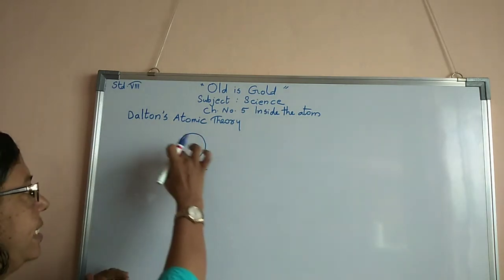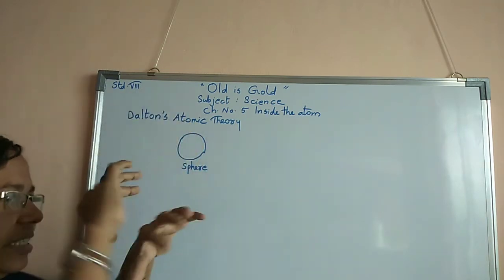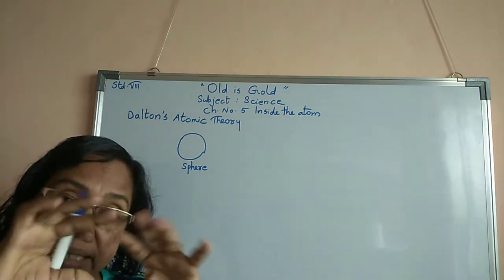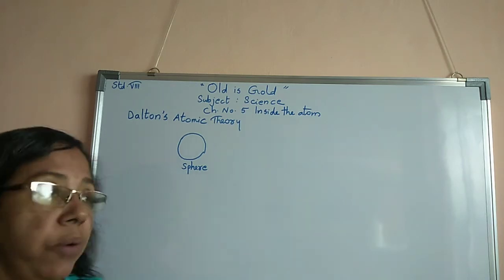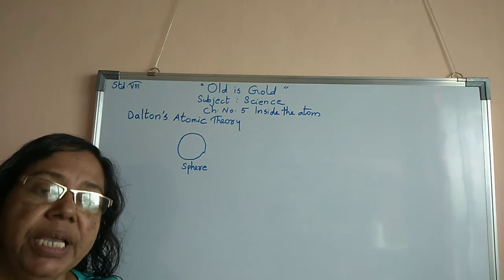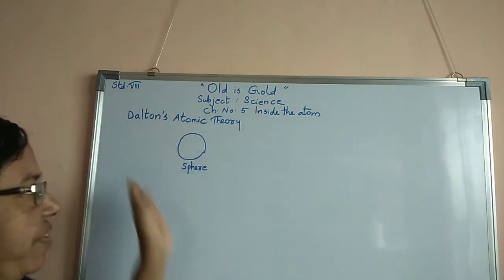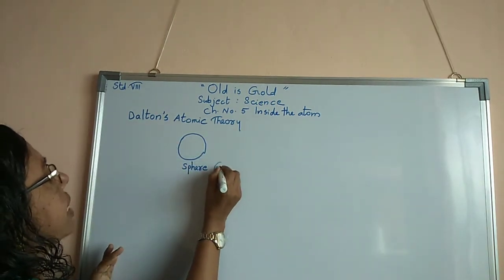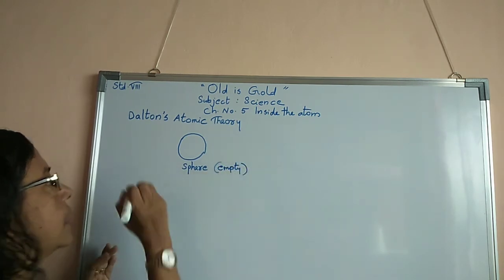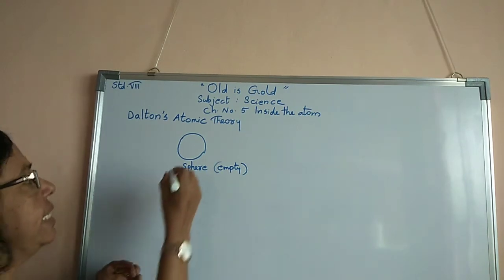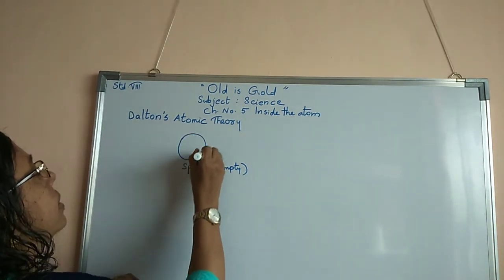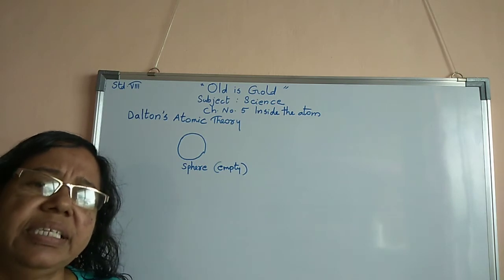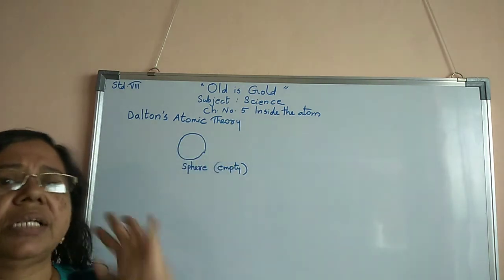We can say that its surface, the outer cover of the ball, is a solid sphere, a hard substance. The mass of an atom is uniformly distributed throughout. Inside, it is fully empty, an empty sphere, nothing is there inside. Its mass, its weight, is uniformly distributed in its outer cover. This is how Dalton explained it.